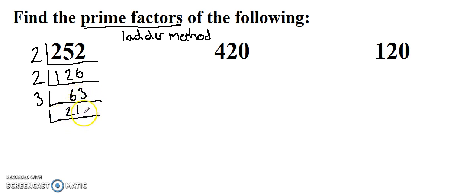Is 21 able to be divided by anything? Yes, it can be divided by 3. 21 divided by 3 is 7. Can 7 be divided by anything? Yes, it can be divided by 7, which gives me an answer of 1.